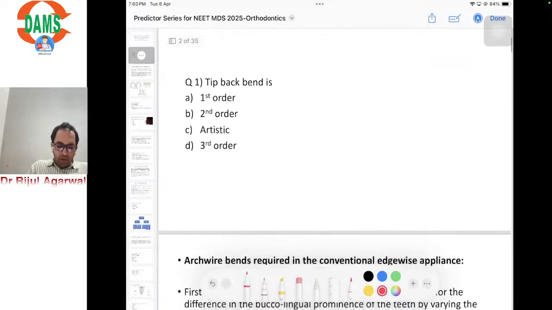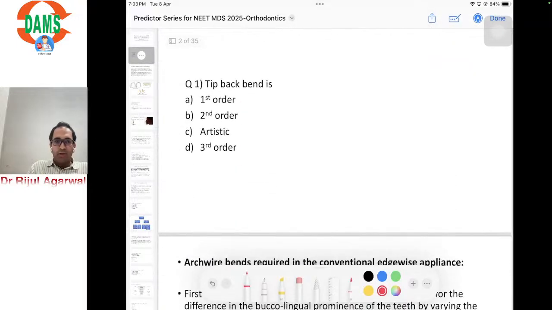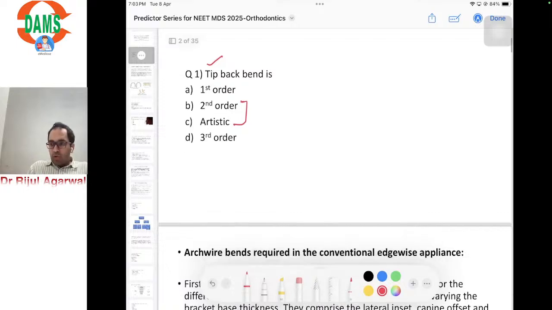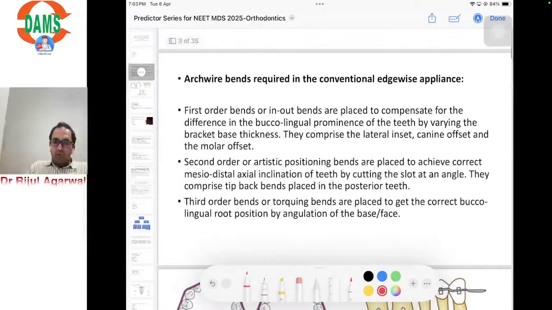So beginning with the first question, that is, tip back bends is. Last year again a lot of controversy was created on tip back bends. In the class I told it is second order, artistic positioning, so which is the correct answer? Now I'm not going to cover what first, second and third order bends are. Those of you who remember very well, fine, those of you who don't, kindly go through them.